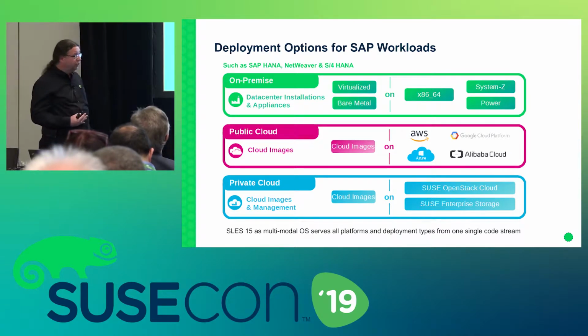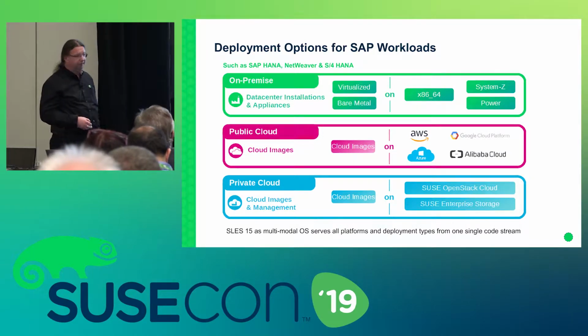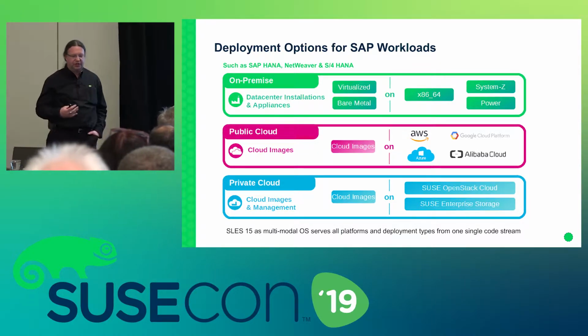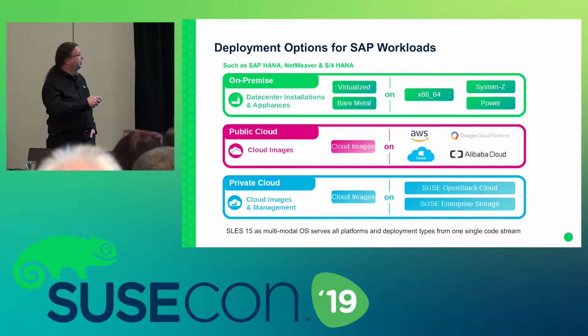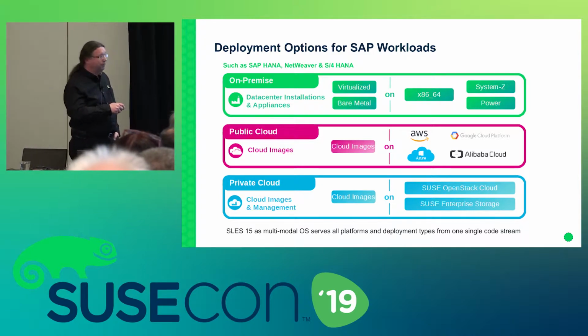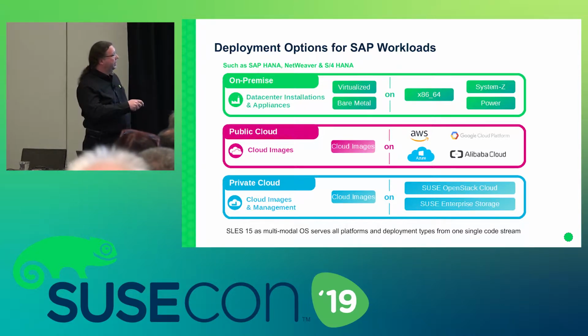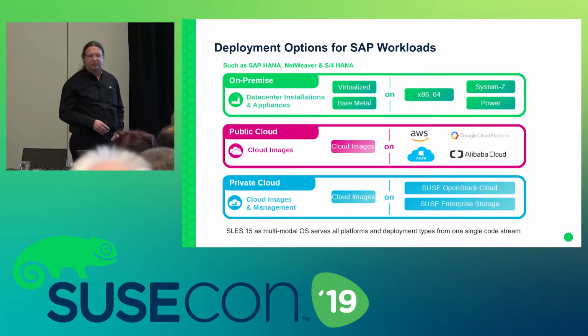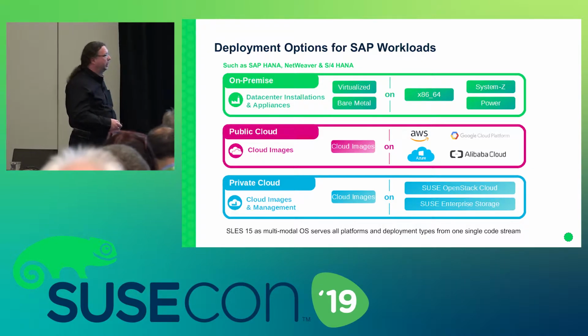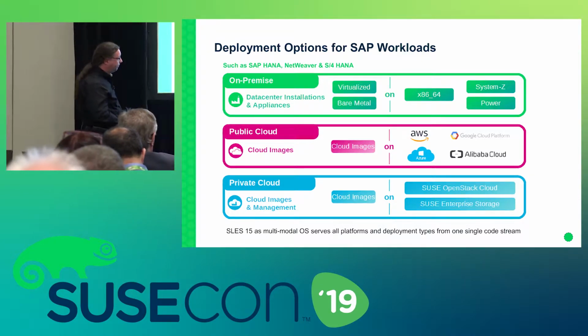From a deployment options perspective, I think you've seen this slide before, and that goes back to my virtualization consistency. We support the three major buckets of deploying: on-premise, virtualized, and bare metal for x86, and Power for HANA, and for NetWeaver workloads, System Z is also supported. We also have a bunch of public cloud images that we update with the latest developments for AWS, Azure, Google Platform, Alibaba. They're just there.